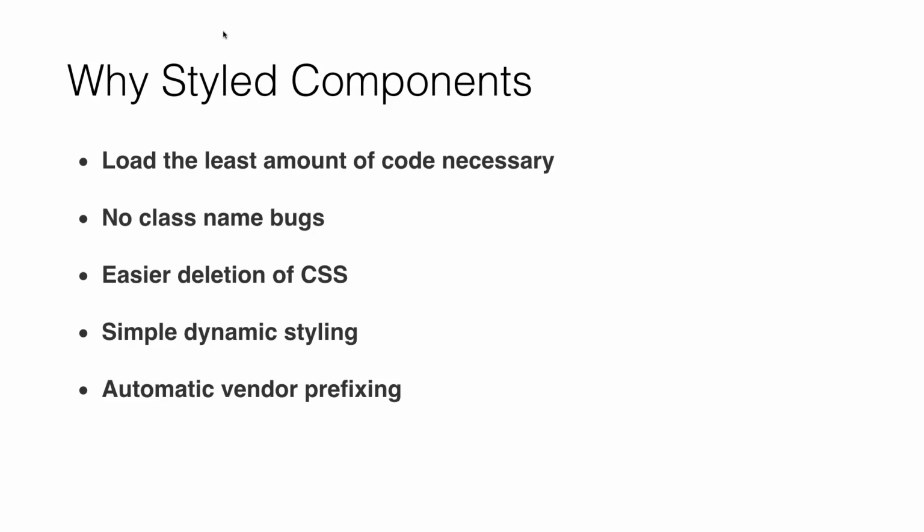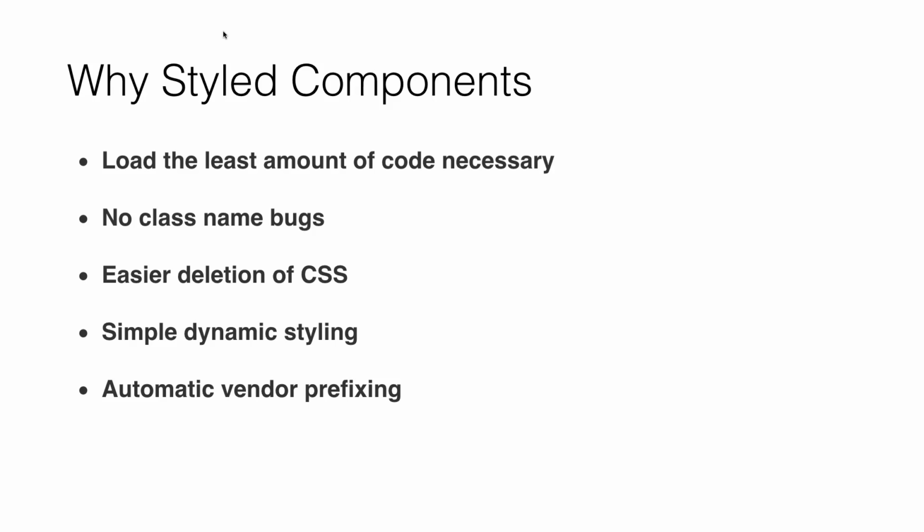It's also easier to delete certain CSS in a way, right? Because it's really tied to a styled component. Not every component will be a styled component, but you can transform a component to a styled component in that sense. So it's also simple dynamic styling. You can also very easily extend your styling there, and you don't need to worry about vendor prefixing, right? Moz underscore and these kinds of things. You don't need to worry about that.